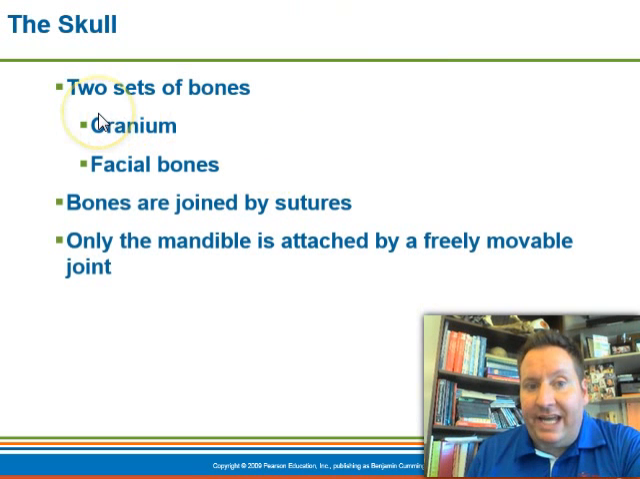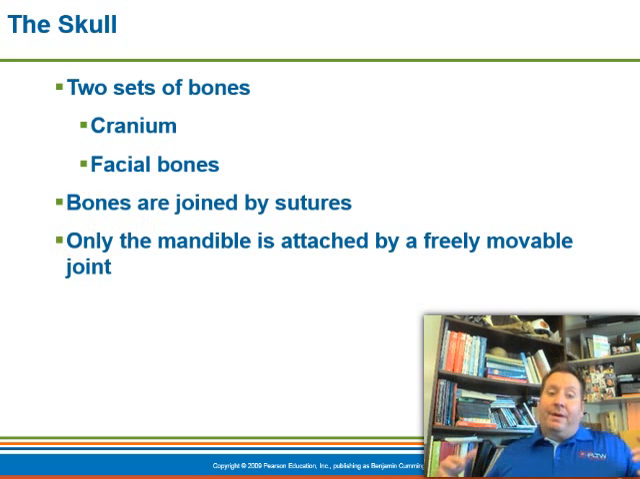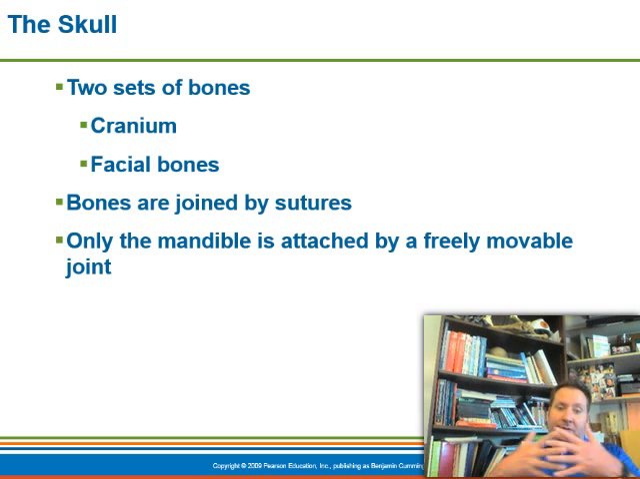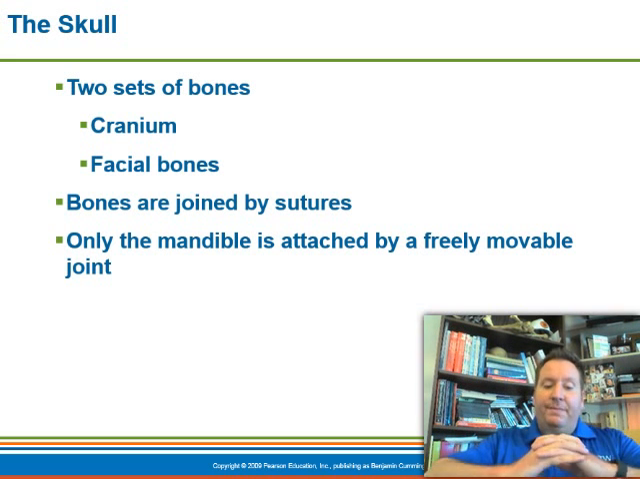We take a look at the actual skull itself. It consists of two sets of bones. We have the cranial bones and we have the facial bones. These bones are joined together by a particular type of joint that we call a suture. Remember, joints are areas where two bones come close to touching one another, or they touch one another. Those are joints. The particular bones of the cranium are joined by sutures.